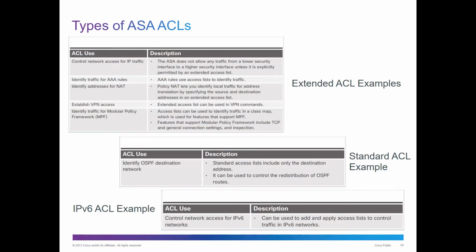ASA ACLs will control network access via IP. They can be used for AAA rules, identify addresses for NAT, help with VPN access, and help with identifying traffic for our MPFs. Where standard ACL is for more like a routing protocol destination networks. And then again, we have our IPv6 ACLs, which control network access for IPv6, which again, that's all common for iOS, so moving forward.